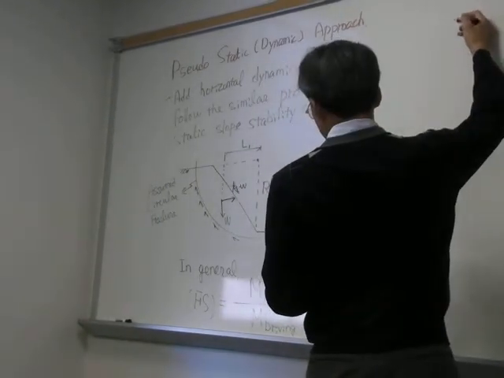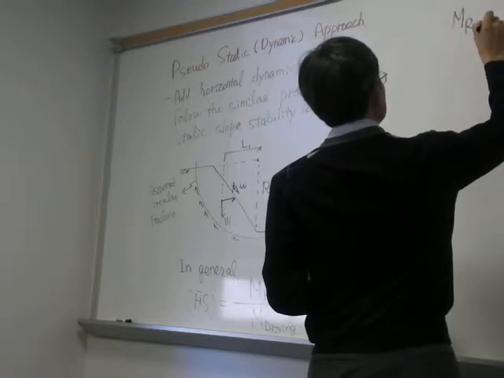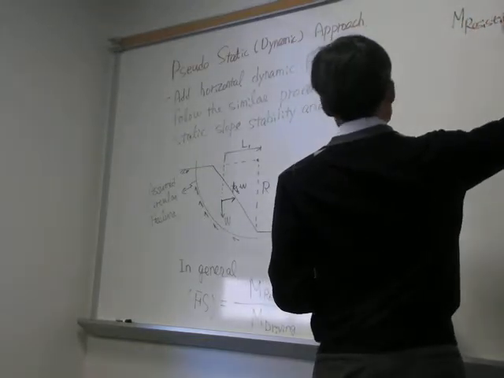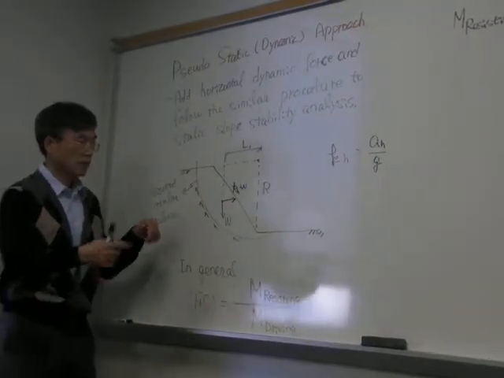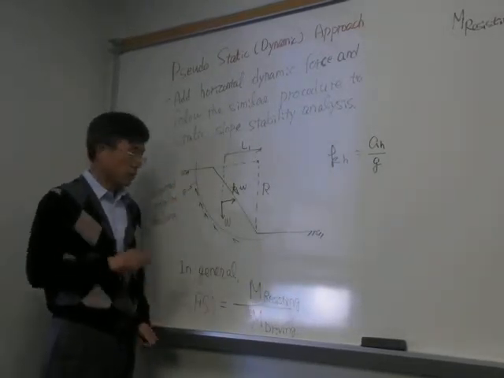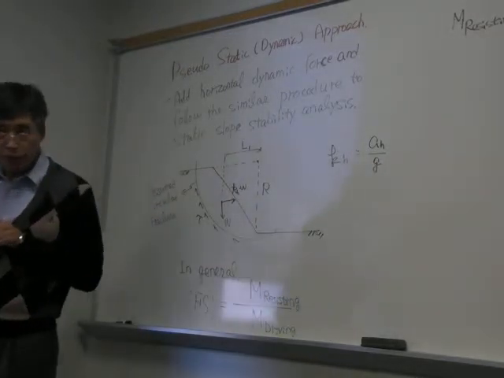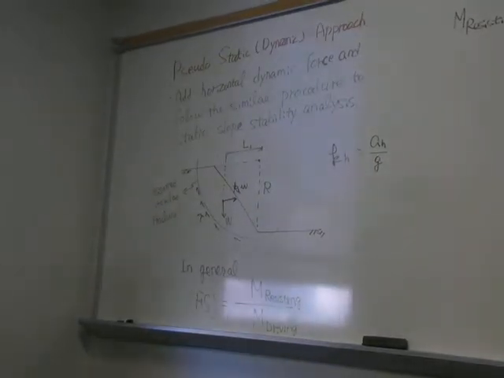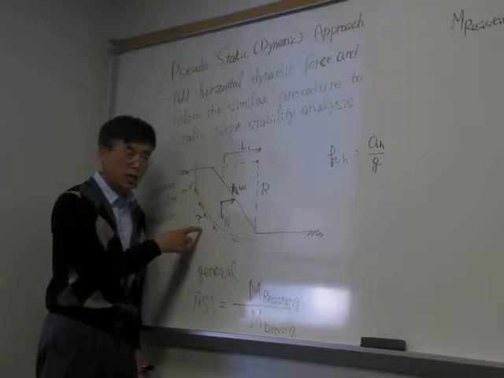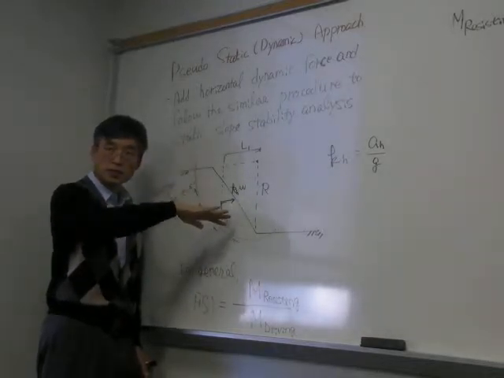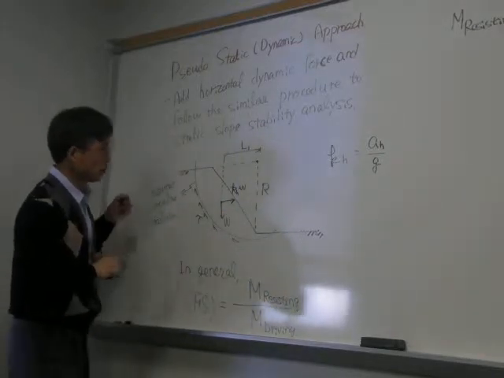And M, resisting moment, will be, think about what will be the resisting moment from this shearing resistance. Moment is force times arm length. This is a stress, so force is this stress times area on this surface. How can you get the area? Surface area of the circle.